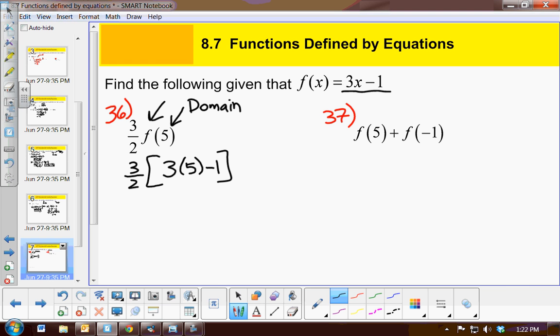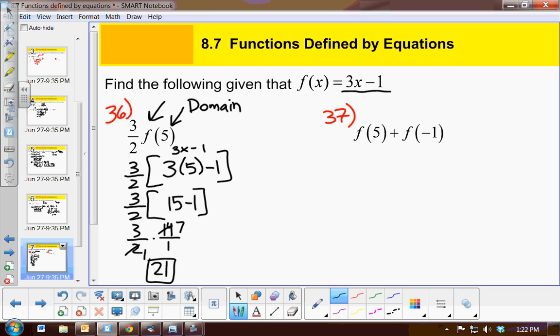Now, how did I do that? Because remember, the f function is 3x minus 1, and we're told the domain is 5. Now, first thing I'm going to do is work within the parentheses, order of operations, the grouping brackets. So I'm going to do multiplication first, 15 minus 1. 15 minus 1 is 14, so this is times 14. And we know that 2 can reduce into 14 7 times, so 3 times 7 is 21.